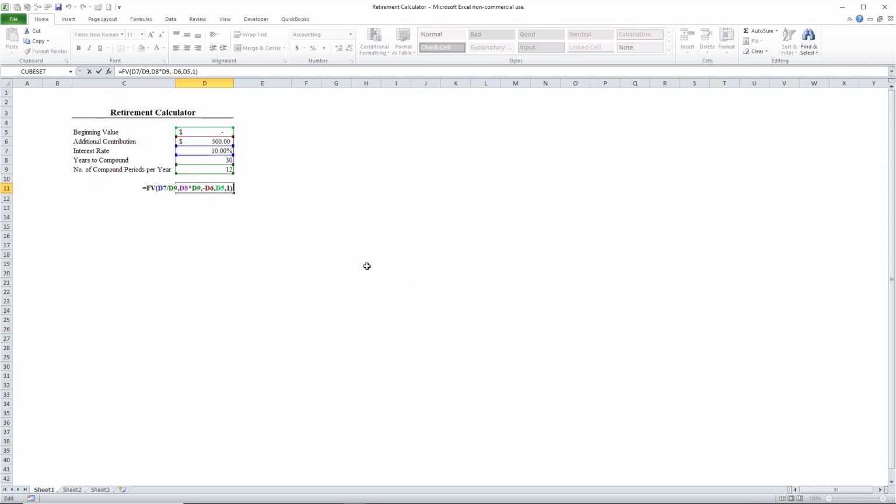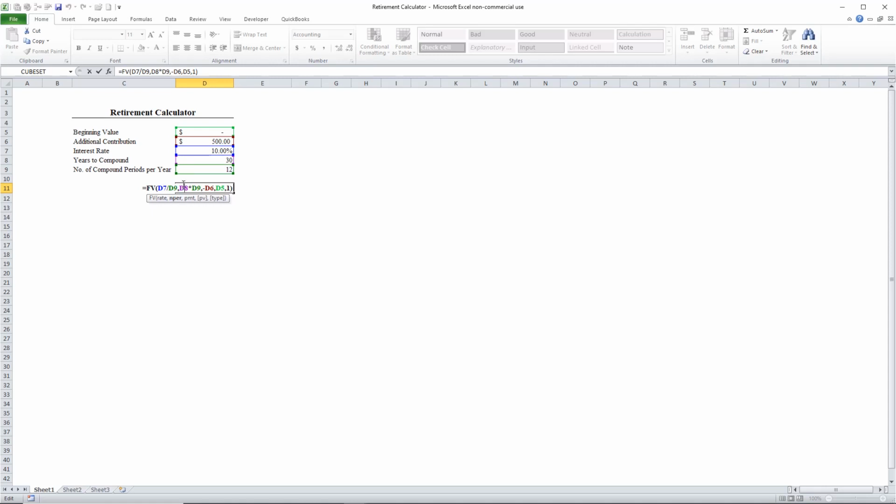And the great thing about Excel, just like many of the other formulas that are built into Excel, this one called FV, Future Value, is already programmed for you. So you type FV and it pops up what you need to enter for the formula. So your rate. Obviously, your rate is going to be D7, your 10%. But remember, we're compounding this monthly because we're doing a contribution of $500 a month. So you have to divide that by the number of compound periods per year, D9.